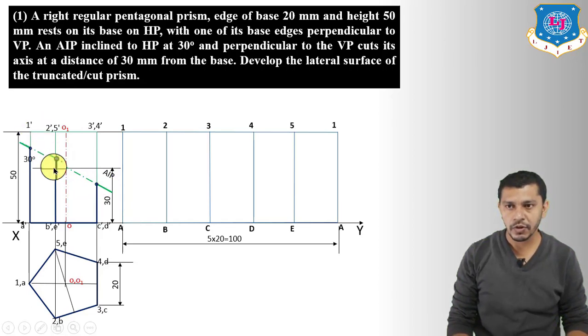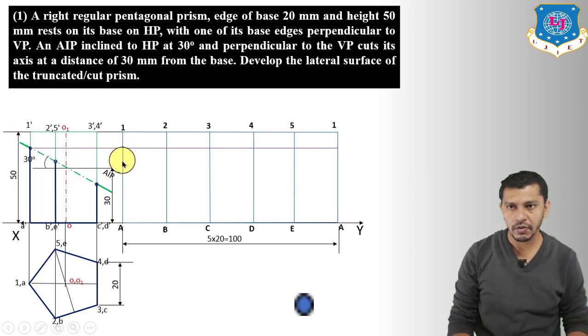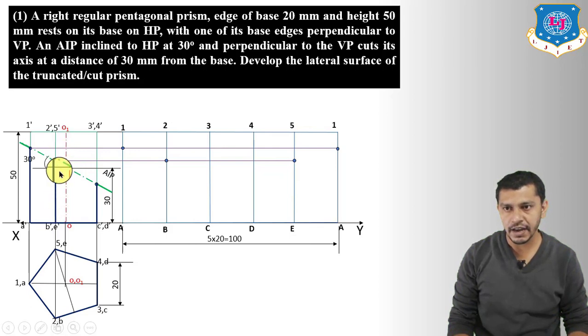Now we have to project these intersection points onto the development. So first of all, project this point over here. We will get the intersection at A1 and A1, because the cutting plane is intersecting the side edge A1. So we have to mark this point over here on the side edge A1. Now project this point. This will intersect the B2 and E5 side edges. So here we have two side edges, B2 and E5. So mark this point.